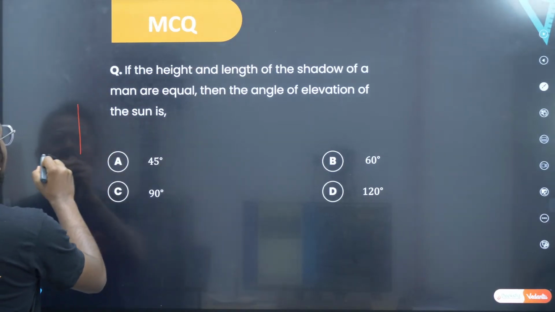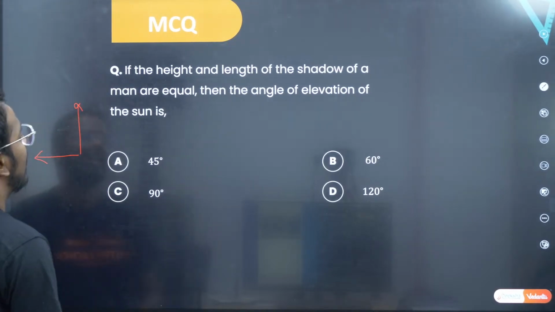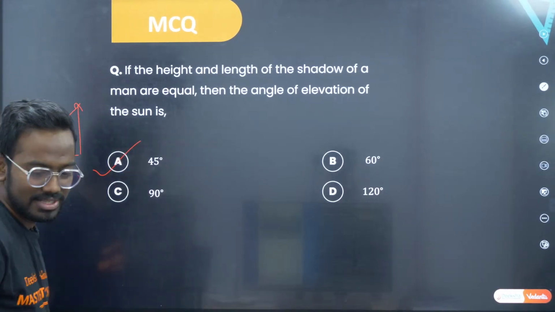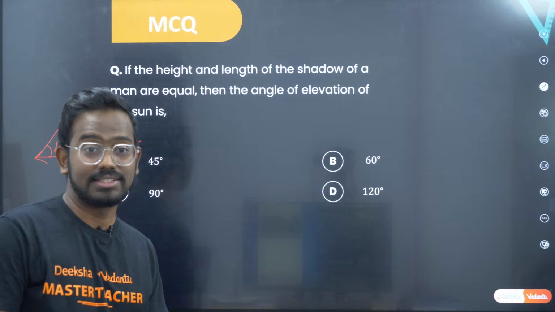So a man is there, shadow is here. His height and the shadow are same. Then what is the angle? Sir, clearly it is 45 degree. Very simple question again. 20 root 3 minus 1. Very good, Nidhi. Nidhi has answered it.